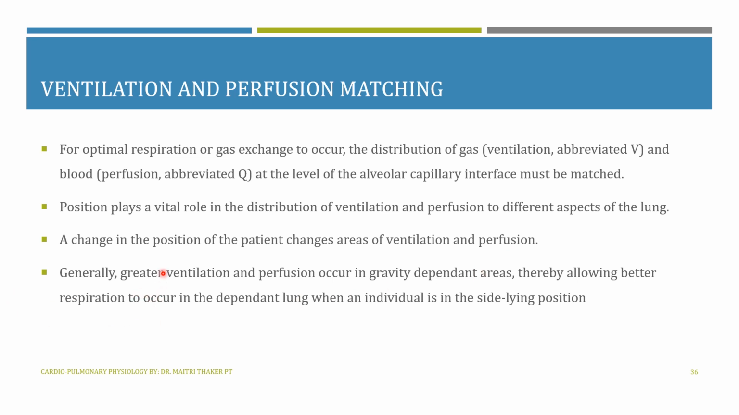Generally what happens, greater ventilation and perfusion occur in gravity dependent areas, thereby allowing better respiration to occur in the dependent lung when the individual is in a sideline position. Okay, so whenever we give a sideline position, for example right sideline position to the patient, the right lung is down and the left lung is up, so there will be more blood pooling in our right lung because it is downward. Okay, so there will be more ventilation and perfusion in the right lung. So we have to position each and every patient considering this concept, ventilation and perfusion matching.